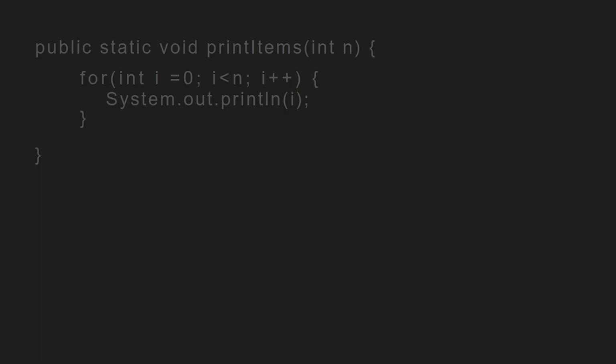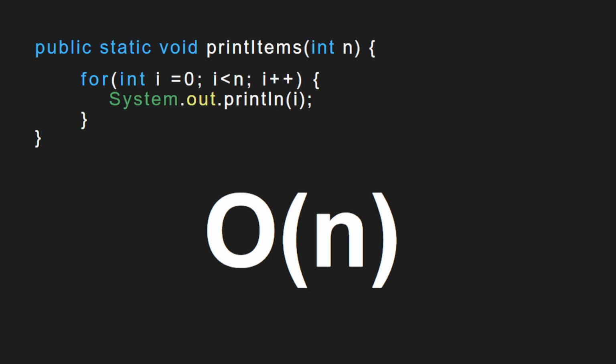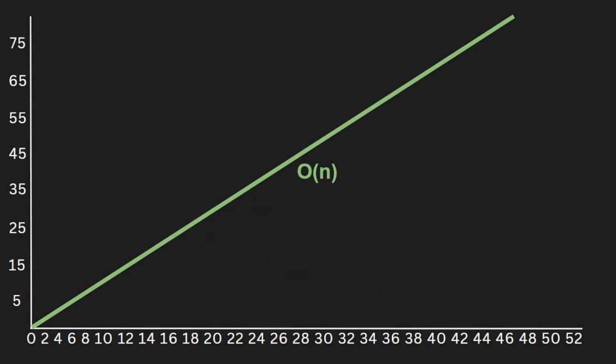So this code here is O of n, and the reason that is O of n is we had a number n. In this case it was 10, and then we did 10 operations in our for loop. Now let's look at O of n on a graph.